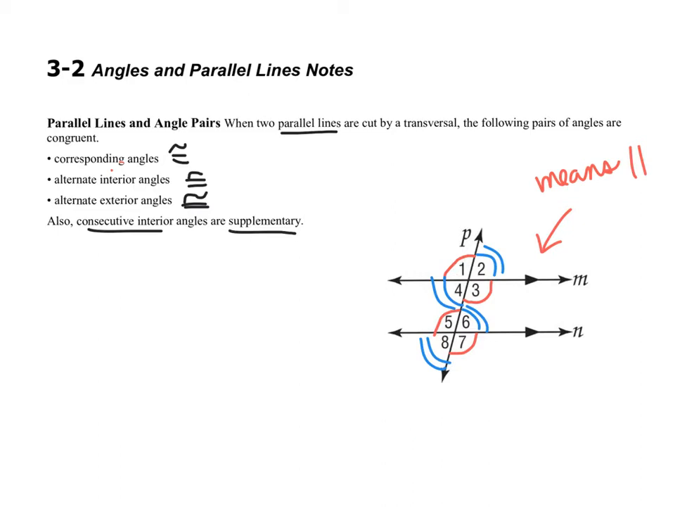I'm going to write here just an example for each one. Angle 1 is congruent to angle 5, and those are corresponding angles. Alternate interior angles, angle 4 and angle 6. And alternate exterior, angle 2 and 7. Remember, we have 4 pairs of corresponding angles. I just wasn't listing them all out. Are y'all okay with that? You know where they are?